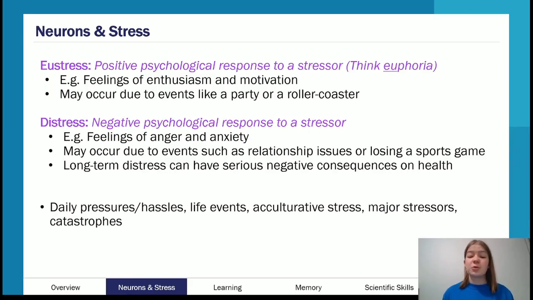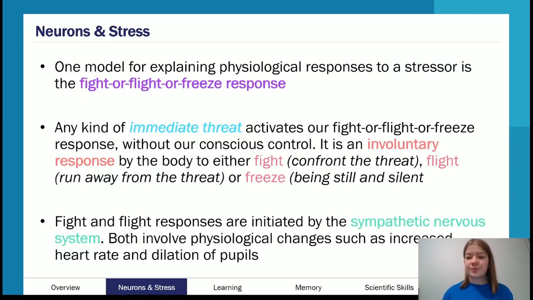And we have various different sources of stress that can contribute to this. In this new study design, instead of calling it fight, flight, freeze, it's being called fight or flight or freeze response. So we'll try to get used to that phrasing, where we're thinking about an immediate threat activating this response without our conscious control, so it's involuntary, to fight, flight, or freeze. We have accompanying physiological changes. Make sure that you know a few examples of these. And all of these can be adaptive in the right situation. For example, freezing can help you be still and avoid detection.